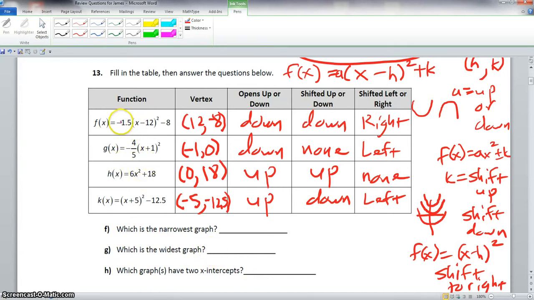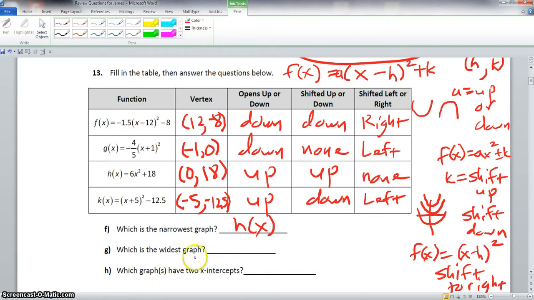Let's look here at our a's. This is negative, but we have a positive a here, and we know this positive 1 is also positive. So these two would not work because they're smaller than any positive number. We know a in k of x is positive 1, but in h of x, a is positive 6, and 6 is larger, so that would be the narrowest graph. So it'll be h of x.